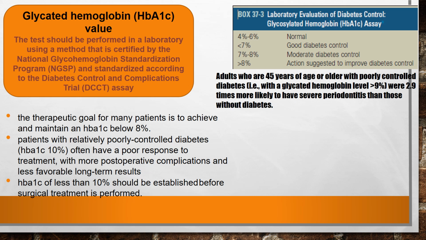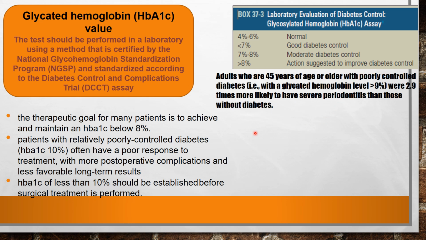Coming to the glycated hemoglobin value, there is HbA1c. It is a test that reflects glycemic control over 2 to 3 months. This test is performed in a laboratory using a method certified by the NGSP and the Diabetes Control and Complications Trial, just for information. This gives a laboratory value for evaluating diabetes. Four percent is considered normal, less than 7% is good diabetic control, 7 to 8% is moderate diabetic control, and greater than 8% means action is suggested to improve diabetic control.